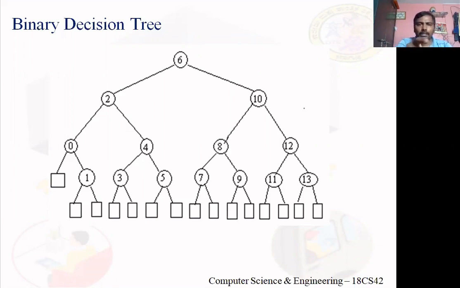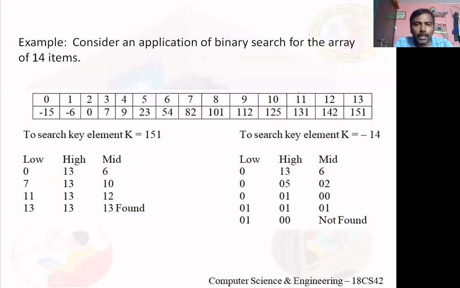In this, the element which is at index 6. Got it? So what is that element which is at index 6? That is the mid element of the input array. So the mid element is 54. So 54, if you want to search, within one comparison you can conclude. Got it? So clear with this.